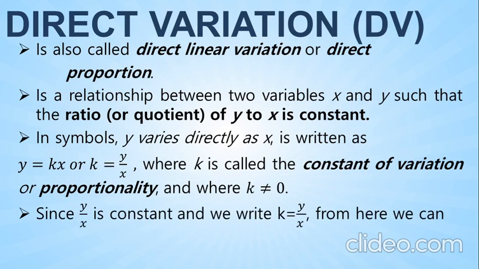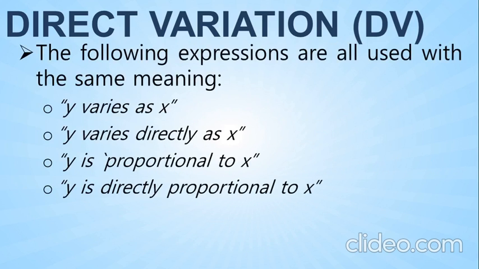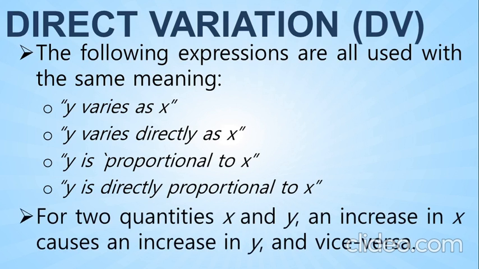Since y over x is constant, and we write k = y/x, from here we can establish a proportion such that y1/x1 = y2/x2. The following expressions are also used in the same meaning: y varies as x, y varies directly as x, y is proportional to x, and y is directly proportional to x. For two quantities x and y, an increase in x causes an increase in y and vice versa. So that is direct variation.